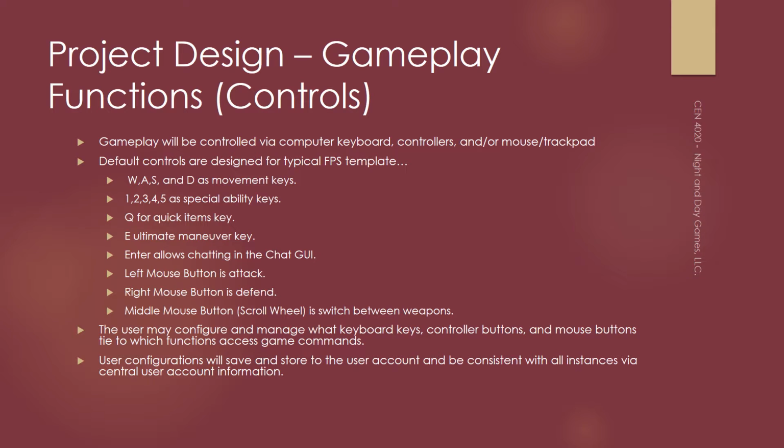Next, we have gameplay controls. The gameplay will be controlled via computer keyboard, controllers, and/or mouse and trackpad. The default settings are designed for typical first-person shooter templates. We have the W, A, S, and D keys for movement. We have the 1, 2, 3, 4, and 5 keys for special abilities. The G key is for quick items. The E key is for ultimate maneuvers.